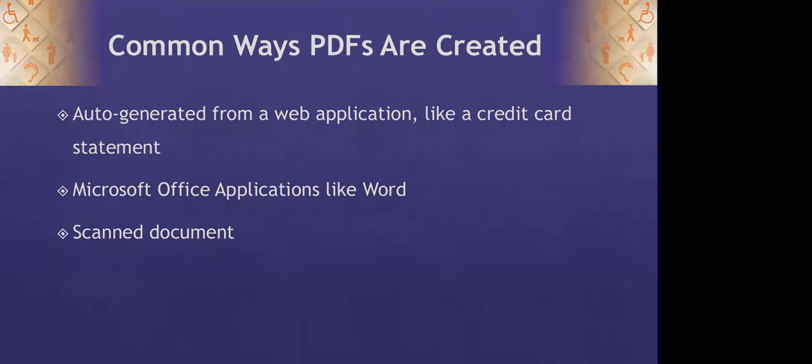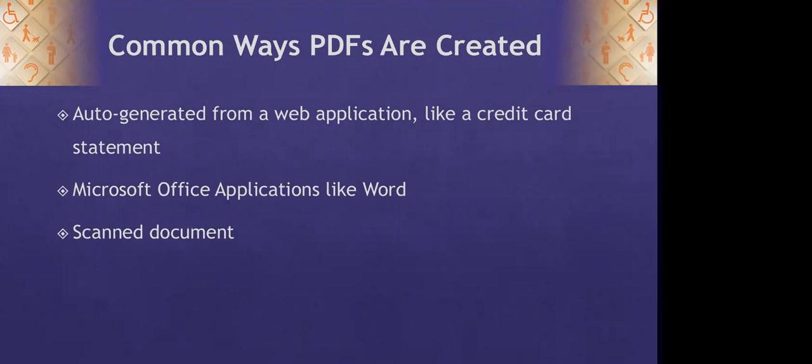Common ways PDFs are created. So this is just some examples of what sources may create a PDF, and maybe what roadblocks may occur, or in some cases, what's the better way to go? What are situations where a PDF is created, and you may very well need to be looking at what you're going to be learning in this training.